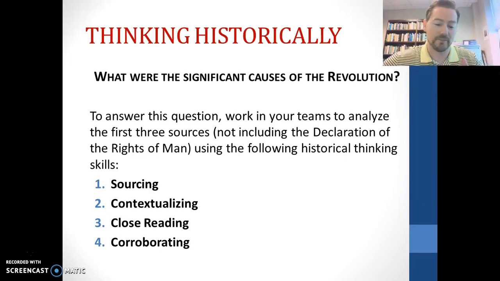And then corroborating. These first three sources, looking at Marie Antoinette, Thomas Jefferson, and Abbé Sieyès, look at how these three sources, how are they similar from one another, and how are they different? So I've created team discussion boards online, and you can use that forum to discuss these sources in more detail, if that helps.